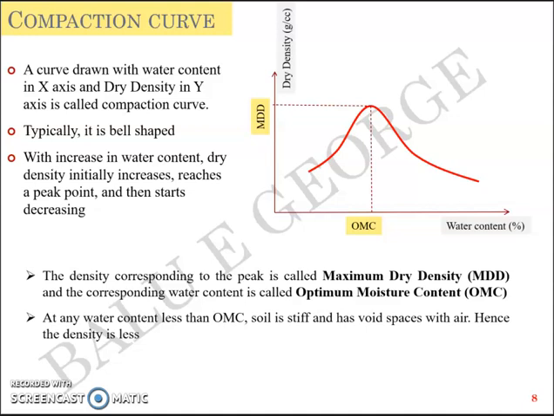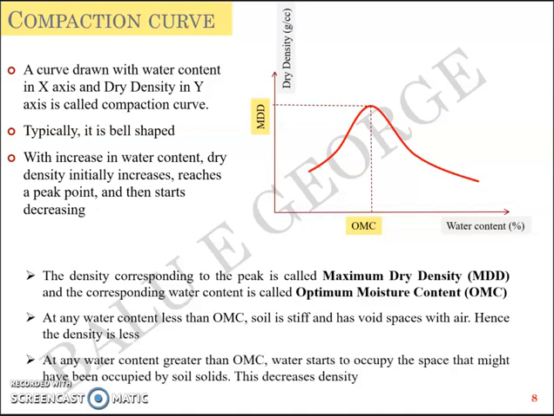right? But what happens when you increase the water content beyond the OMC is that water starts to occupy the space that might have been occupied by soils earlier. So essentially, once we increase the water content above the OMC, the water tries to replace the soil, right? So it further decreases the density. So the reason for the decreased density here and the decreased density here are quite different.